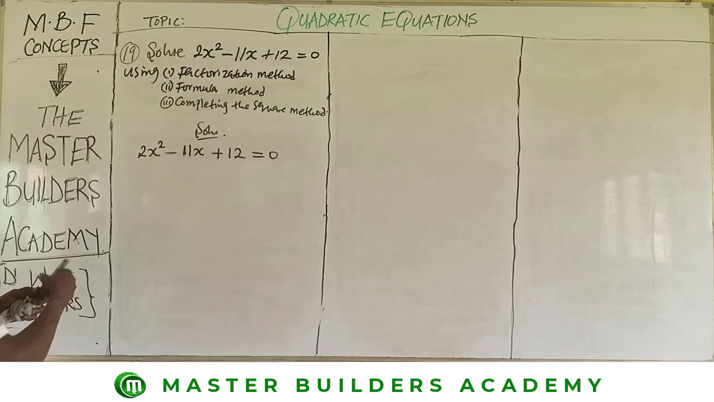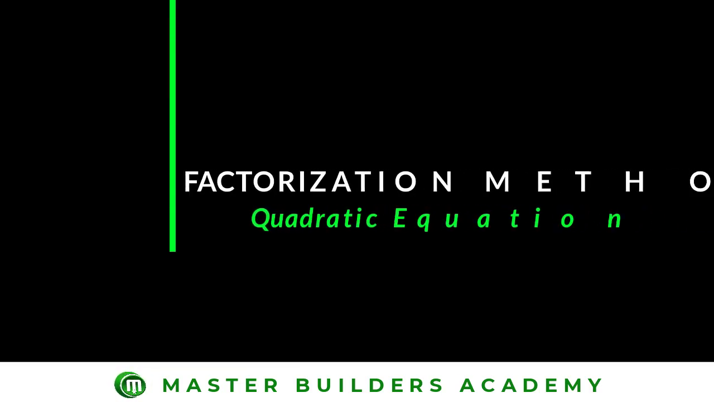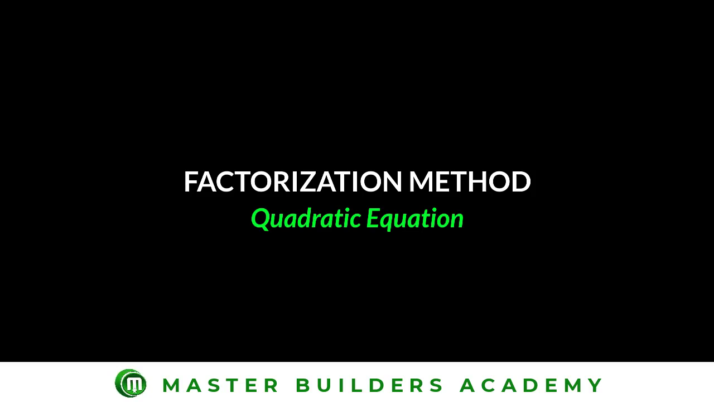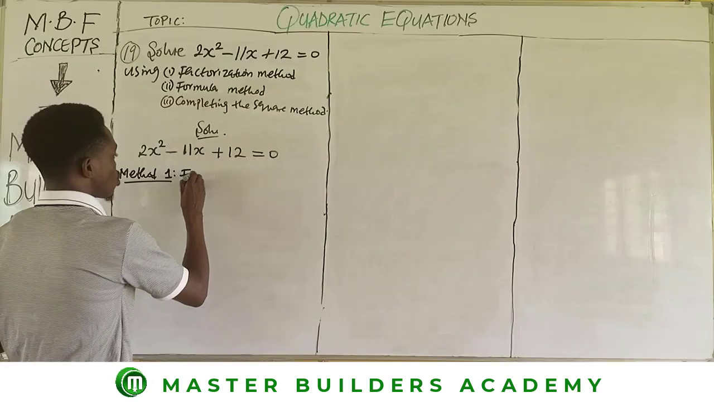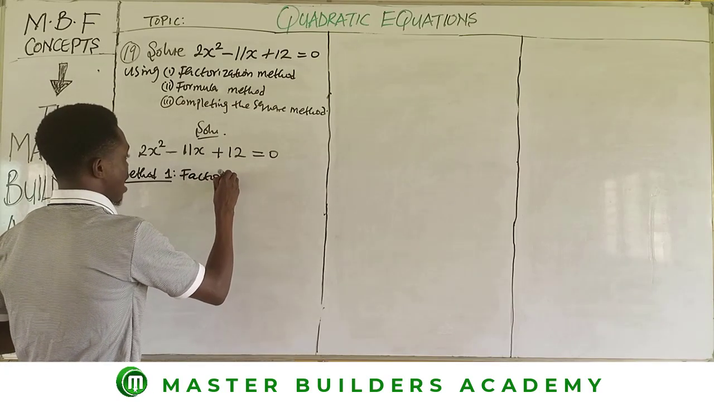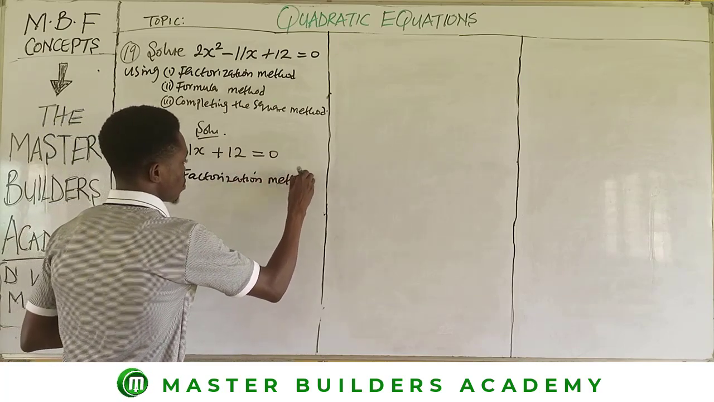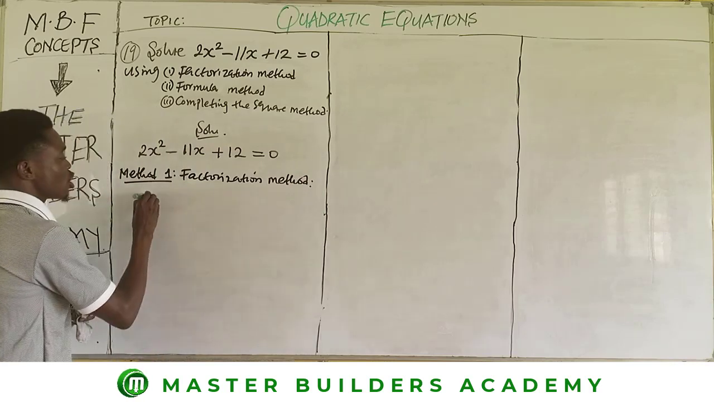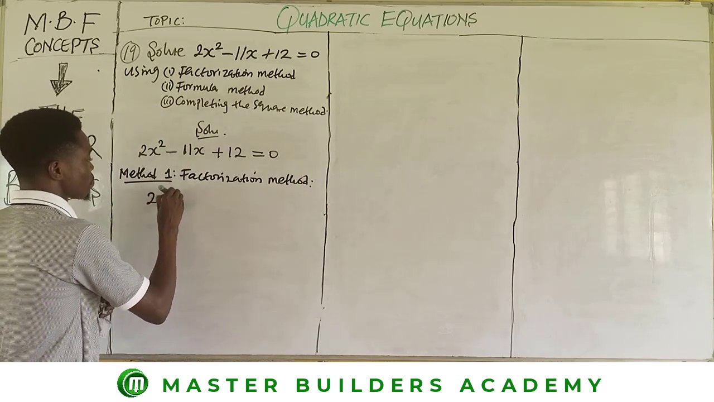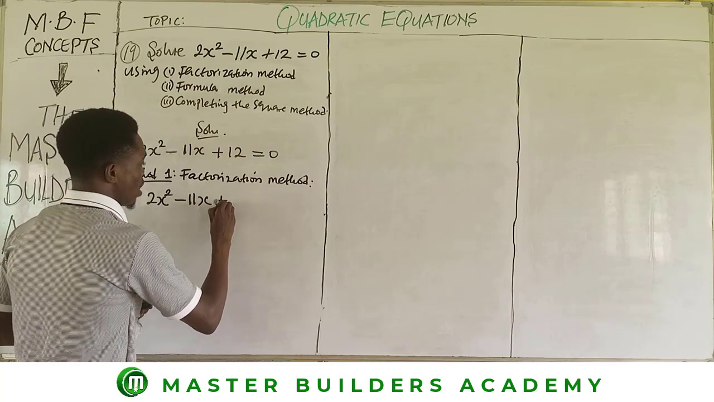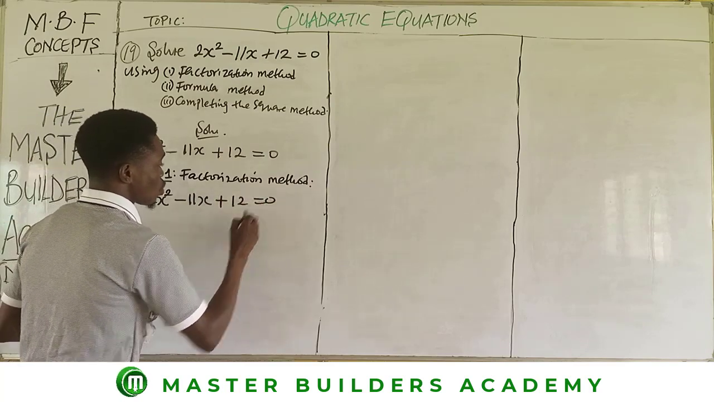The first method here is the factorization method. Now in the factorization method, we repeat the equation: 2x squared minus 11x plus 12 is equal to 0.